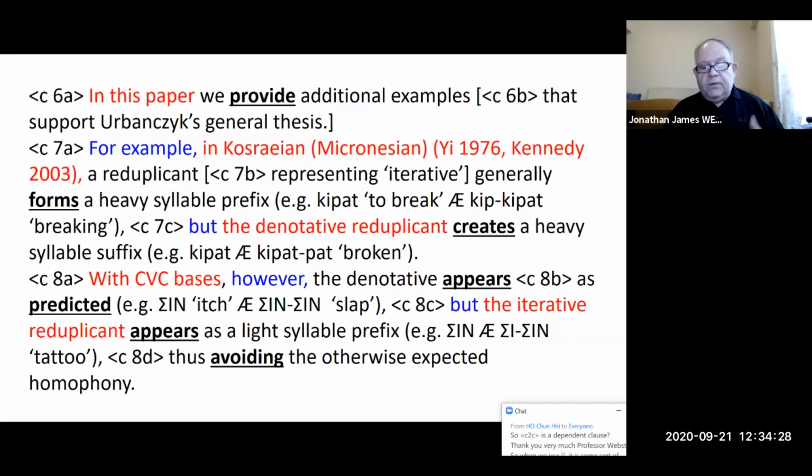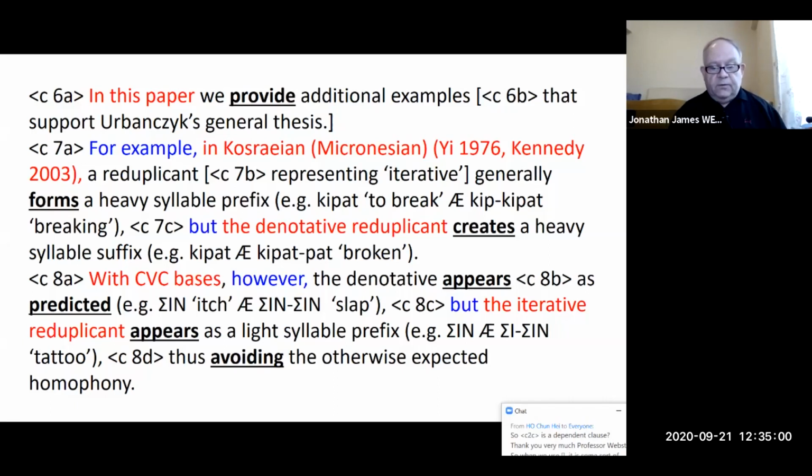The denotative appears, all right? So now the denotative is subject, but it's not theme. What's theme? With CVC bases. 8b, as predicted. Again, now that's one clause. It has a verb. 8b, as predicted. 8c, "but," textual theme. The iterative reduplicant, grammatical subject, appears.